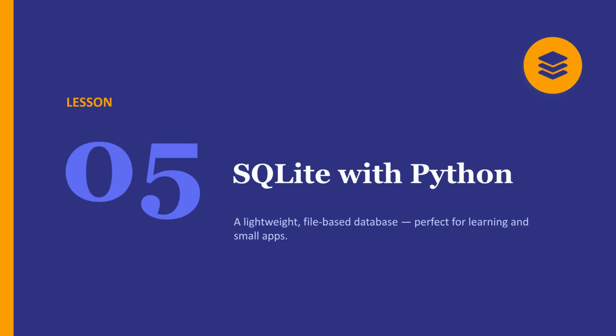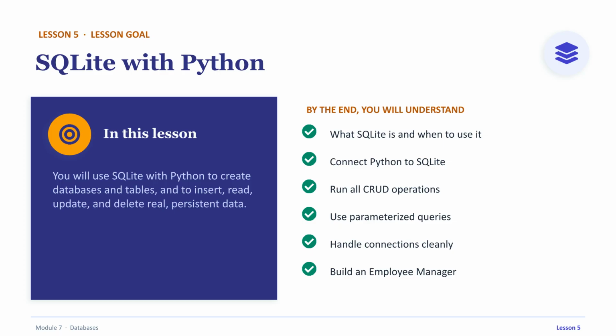We've covered the basics. Remember, the SQLite 3 module is built into Python. A connection acts as the bridge to your database, and a cursor is the tool you use to run your commands. Parameterized queries are your best friend for security, and commit ensures your data is actually saved. Let's move to Lesson 5, where we'll start building real, persistent data applications using SQLite.